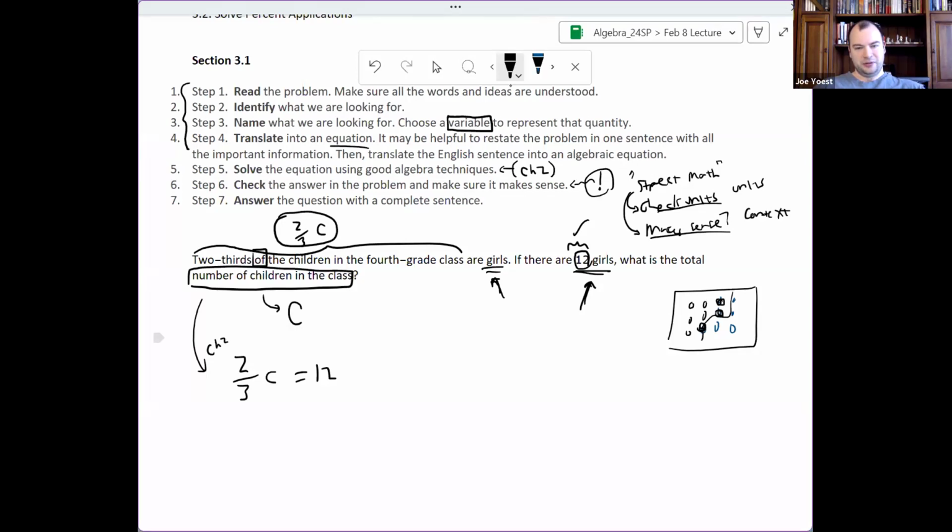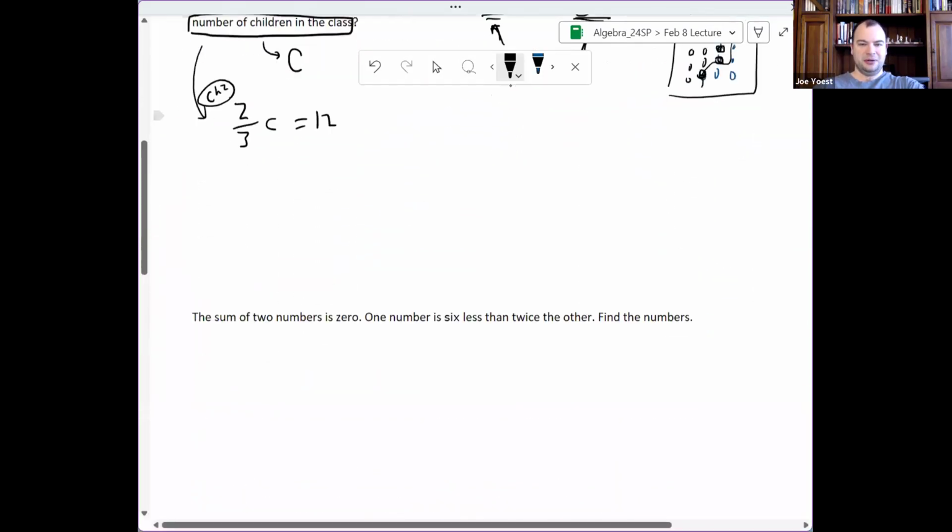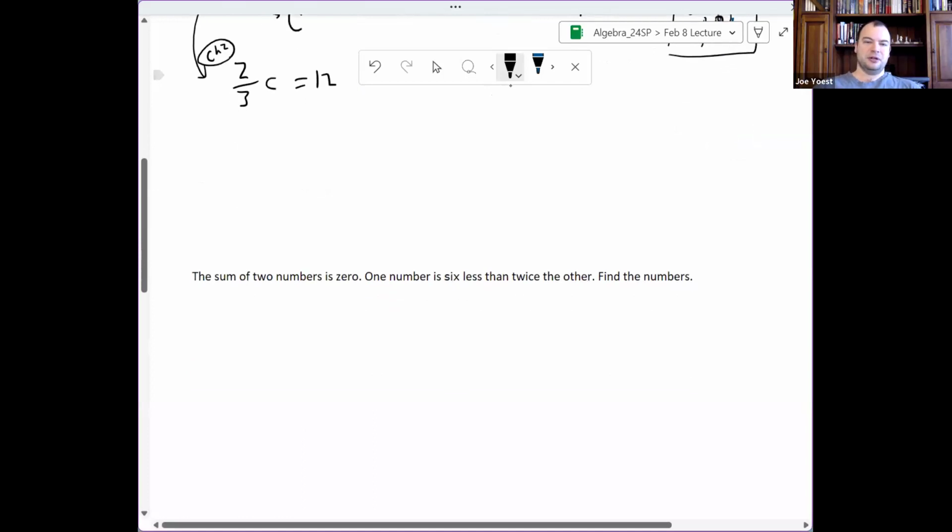So at this point, I can forget about the problem, forget about the word problem for the time being. I want to bring it back at the end. But for the time being, I can ignore the fact that there's some word problem in the background. And I can just say, okay, I have 2/3 C equals 12 that I want to solve for C.